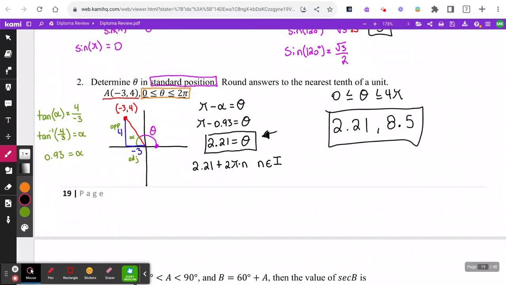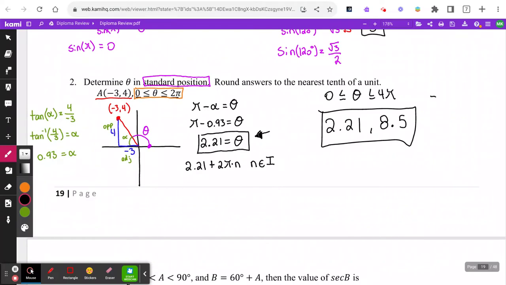Same thing if it said the boundary was negative 2 pi. And now I could do a negative spin. So I would have to then subtract a spin to get the other answer. How many spins is the 8.5? That's just adding 2 pi, right? Yeah, I just added 2 pi. I just added 1 spin to it.